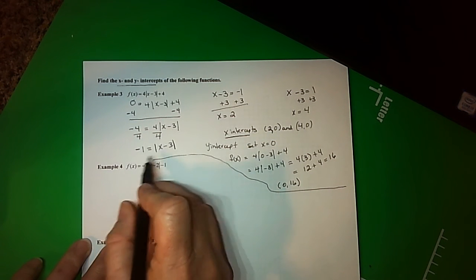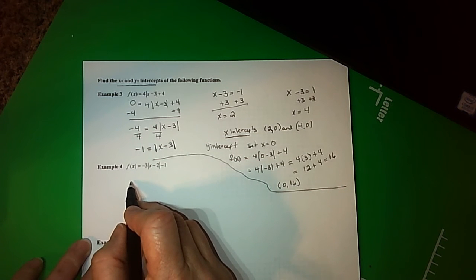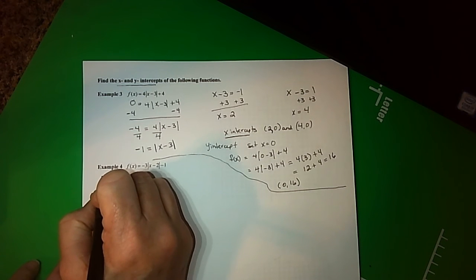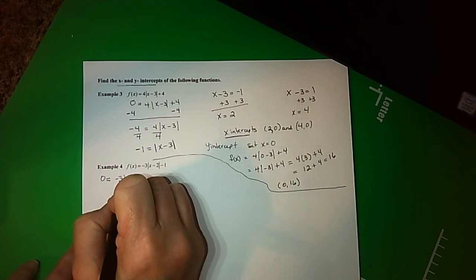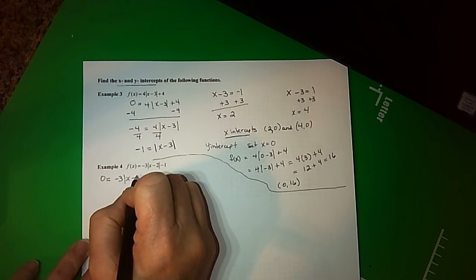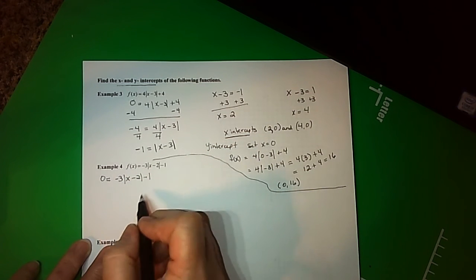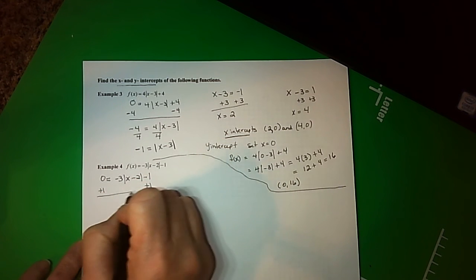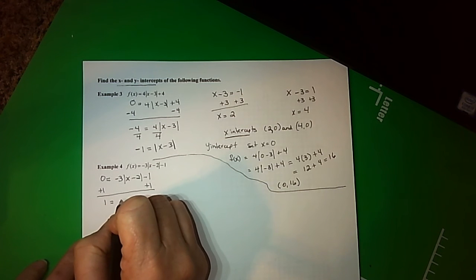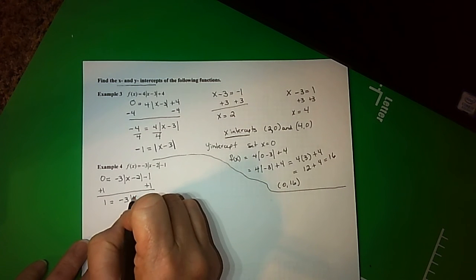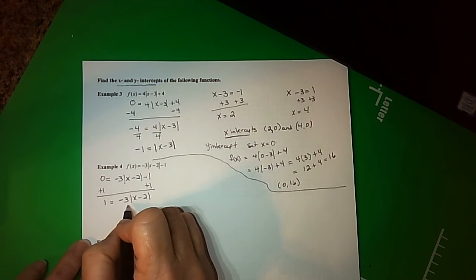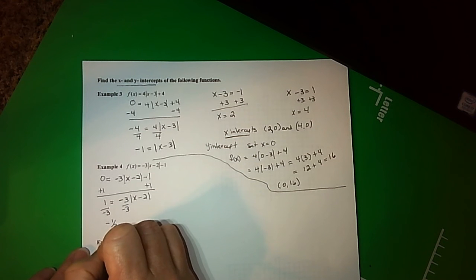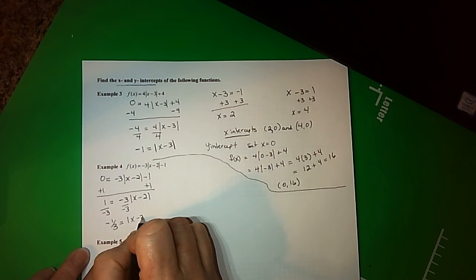All right, so we're going to do the exact same thing for example 4. I'm going to set my function to 0. And I'm going to do negative 3 times the absolute value of x minus 2 minus 1. Again, I've got to get the absolute value by itself first, so I'm going to add 1. So 1 equals negative 3 times the absolute value of x minus 2. I'm going to divide by negative 3. So negative 1/3 equals the absolute value of x minus 2.